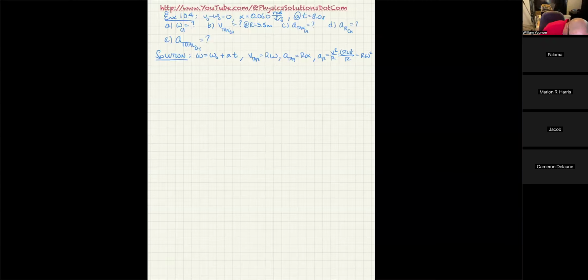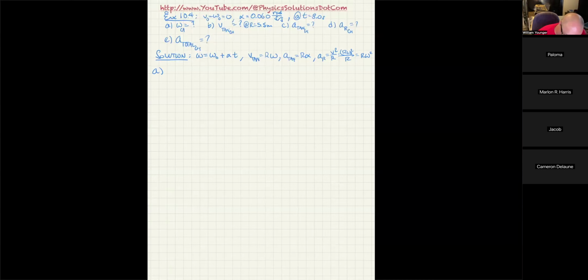So let's go ahead on with part A. Part A, they want to know the angular velocity of the carousel at 8.0 seconds. And of course, every part of the carousel and everything rigidly attached to it, or even anything just sitting on it but not moving, is going to have the same angular velocity.